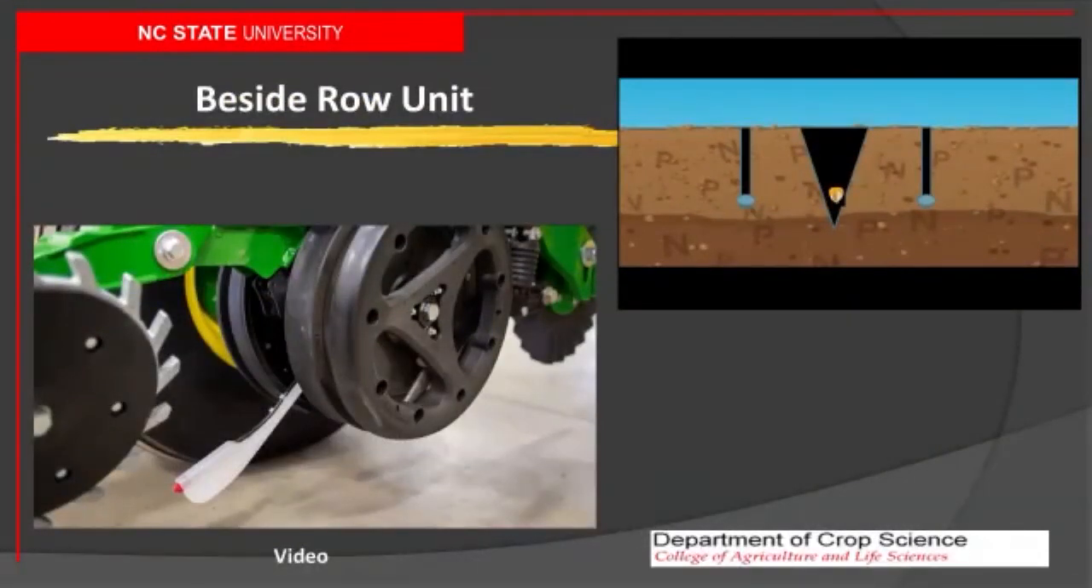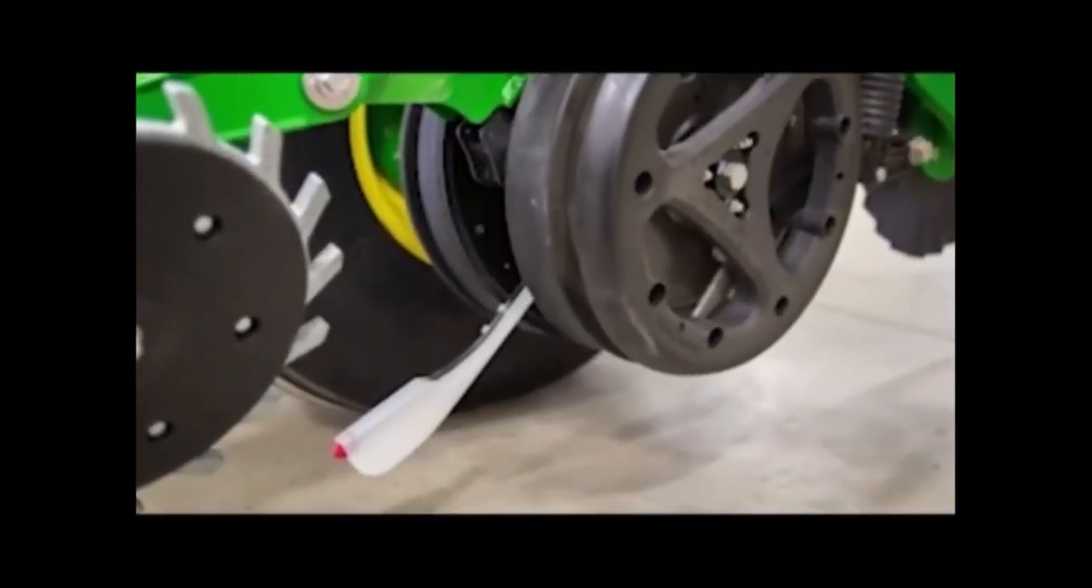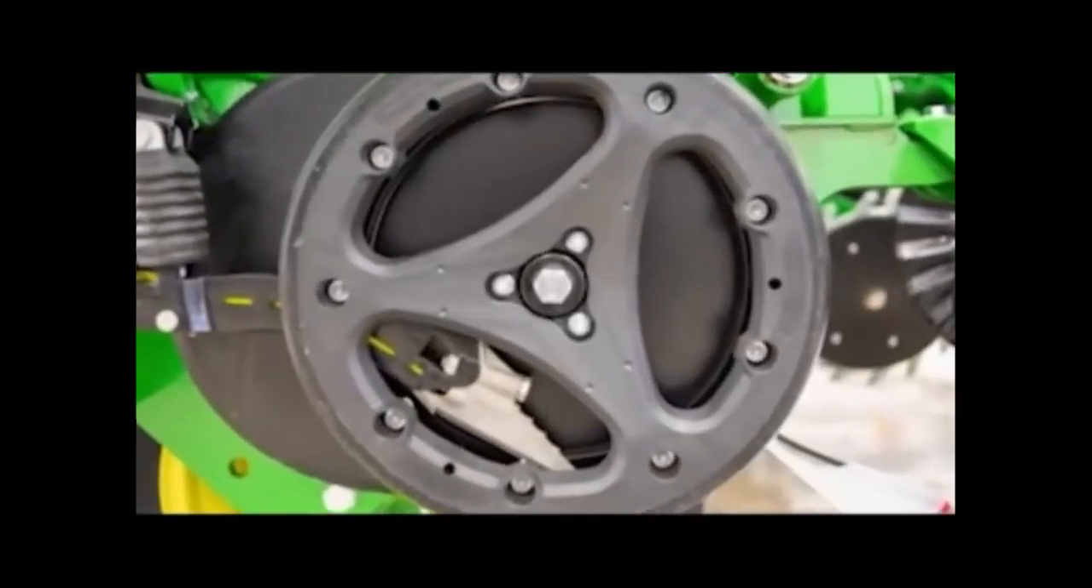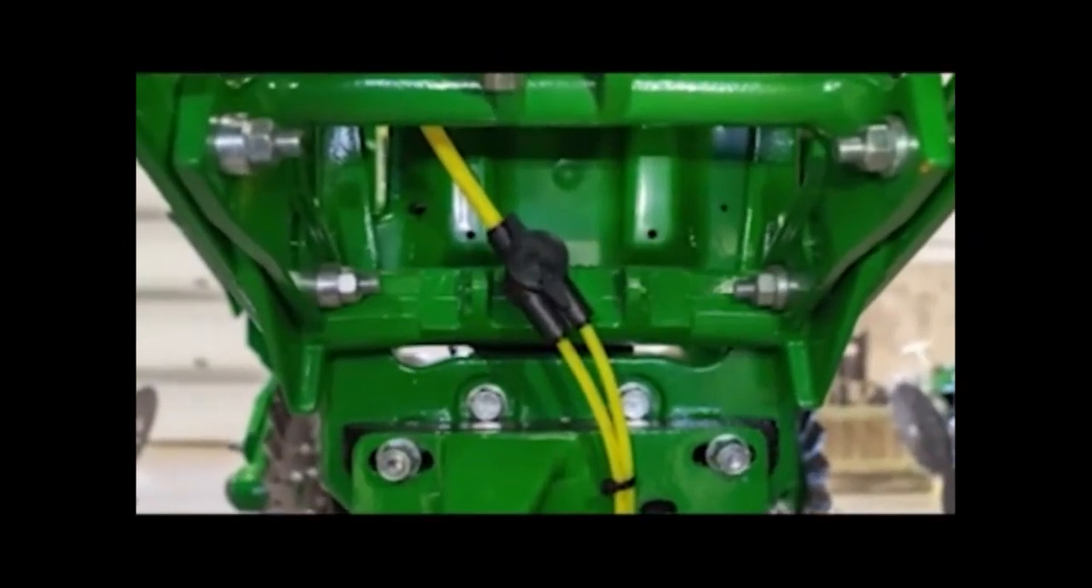Now, there is a third choice, and that third choice is beside the row. So let's see here. I think I've got a video of beside the row. This is what they call the Conceal. And the idea here is to put the fertilizer beside the row in a 2x2 band. Yeah, that's skipped because I wanted to keep it short.